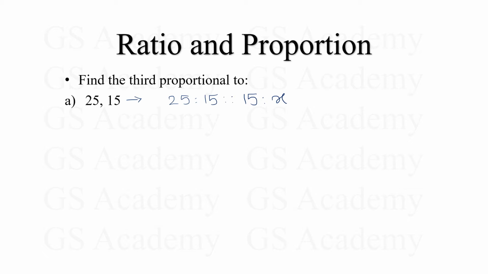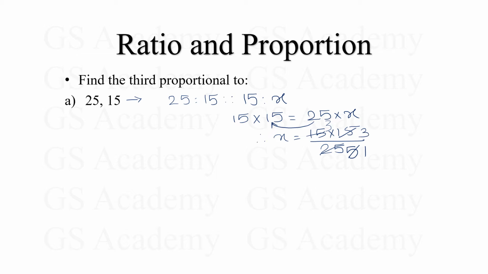Now in order to find the value of x, we will take product of means equals product of extremes. So this will be 15 into 15 is equal to 25 into x. So x is equal to 15 into 15, we will shift this 25 here, so this will be upon 25. So 5 3s are 15, 5 5s are 25, 5 1s are 5 and 5 3s are 15. So the third proportional to 25, 15 will be 9.